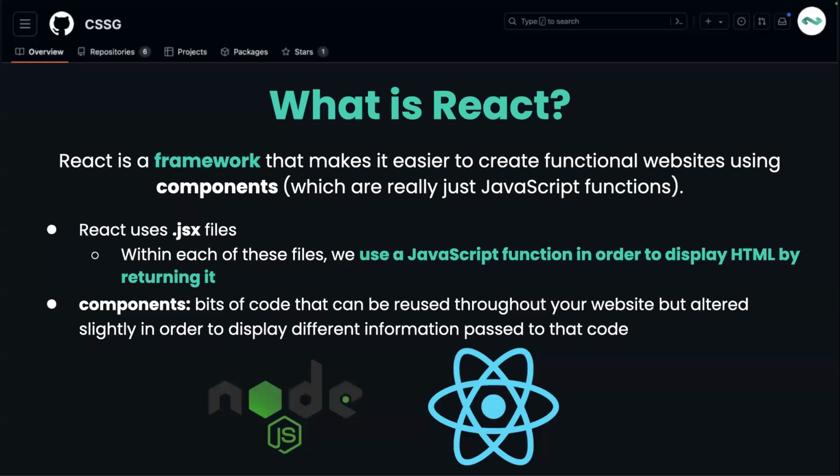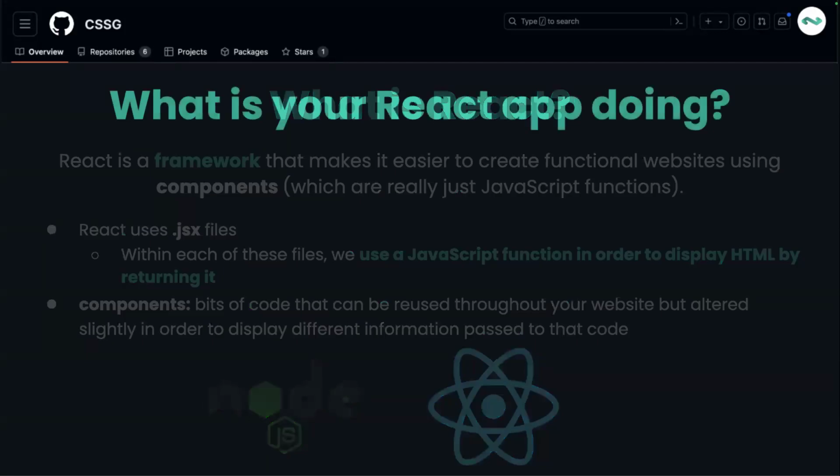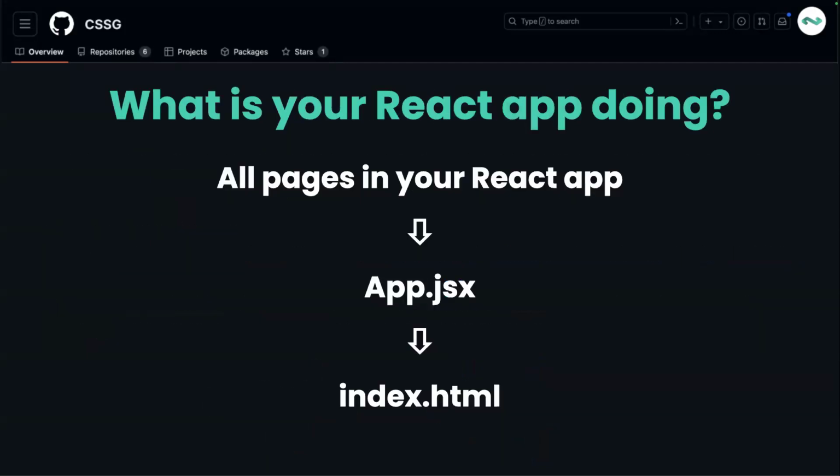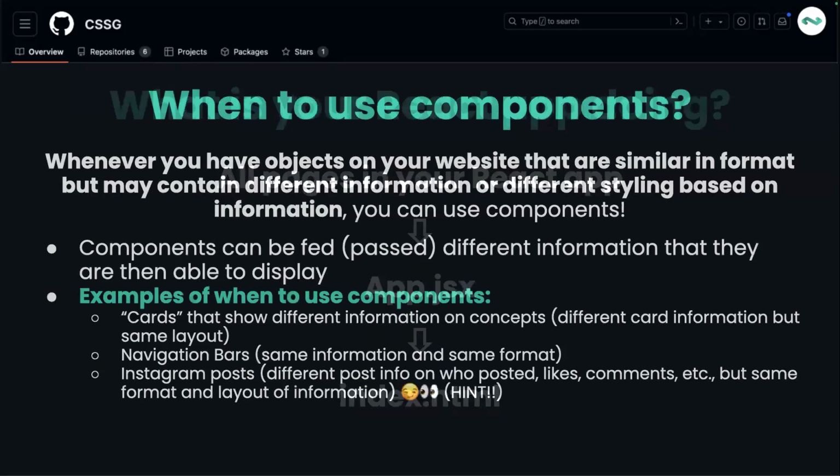And I'll show examples of what that looks like, as well as how that all comes together in code. But all of your pages in your React app are then passed to a singular file called app.jsx. And then this is passed to an HTML file that will render all of your HTML on screen. Because like I said before, your JavaScript function, that is what makes up React, is just returning HTML at the end of it. So that's basically what your React app is doing in the grand scheme of things.